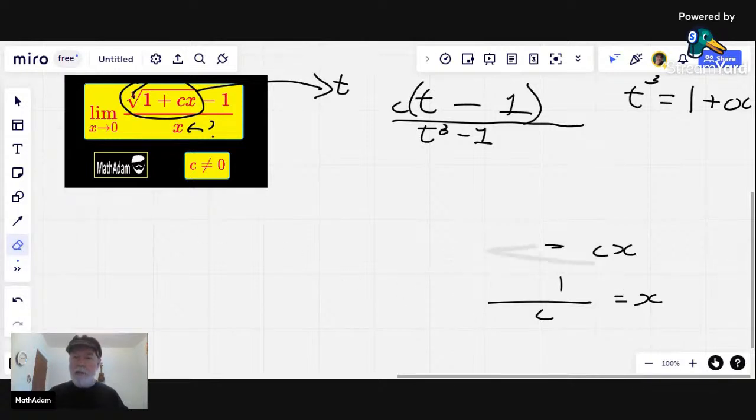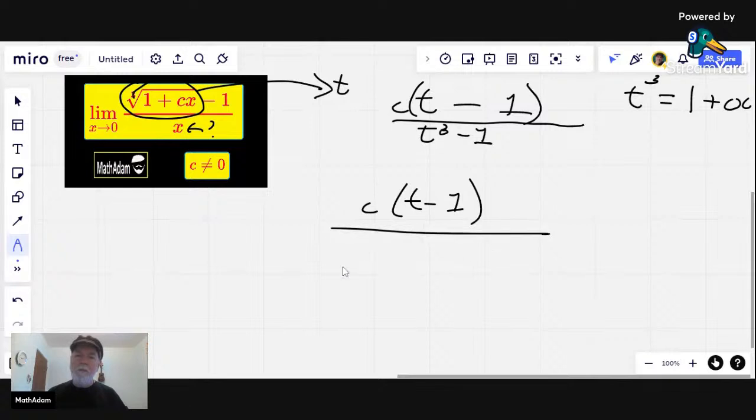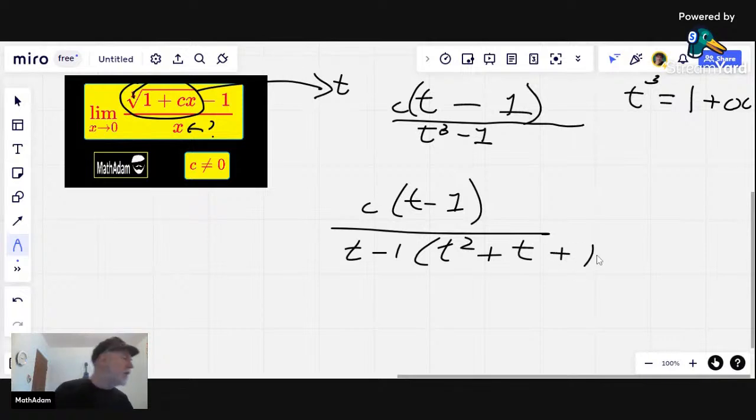And now the question becomes, is this factorable? And indeed it is. I think somebody made a comment, and I'm wondering if this is where he was going, talking about the difference between cubes. So we're going to have c times t minus 1 all over, and we can factor t minus 1 out of the bottom, and we end up with t squared plus t plus 1. I think that's it. No, that's good. Okay.